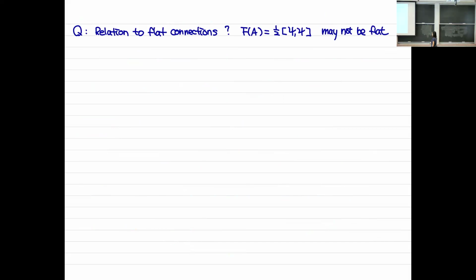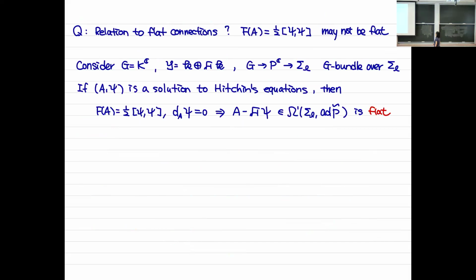So the way to change that, this is Donaldson's work, is by looking at the complexified group. So you would have the G bundle, where G is the complexification of K. If the pair A, psi is a solution to the Hitchin equation, then when you do this combination, A minus i psi, this is a typo, so this is PC, then this is a flat connection.